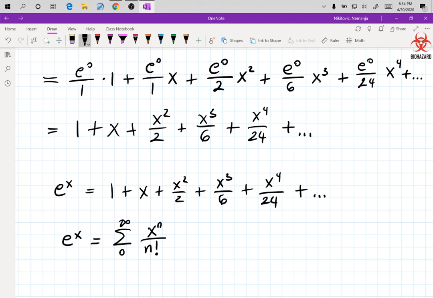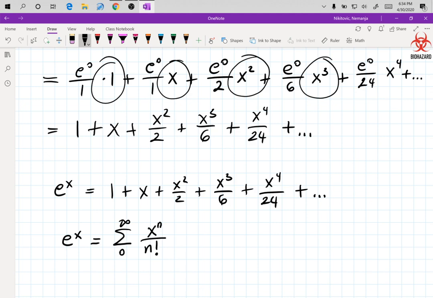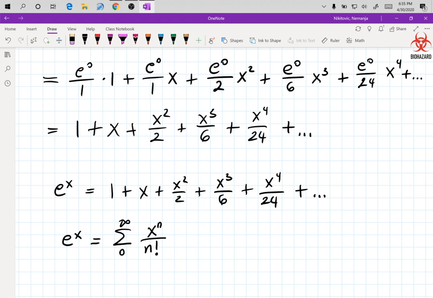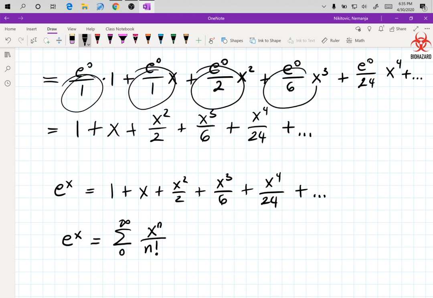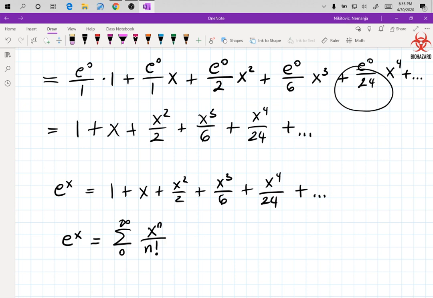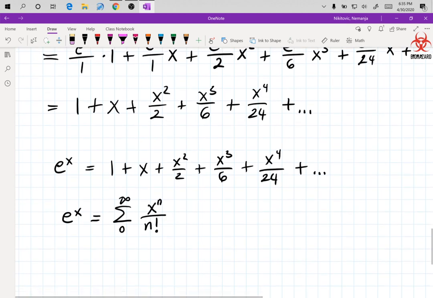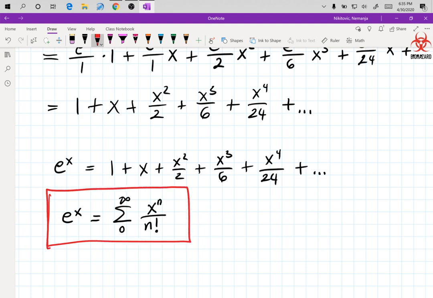You see that there is x to the 0, x to the 1, x to the 2, x to the 3, 4, 5, 6, 7. That's x to the n, right? Times e to the 0, that's just x to the n on top. And my denominators were 0 factorial, 1 factorial, 2 factorial, 3 factorial, 4 factorial. That's n factorial. So we are able to rewrite the exponential function as this infinite polynomial.